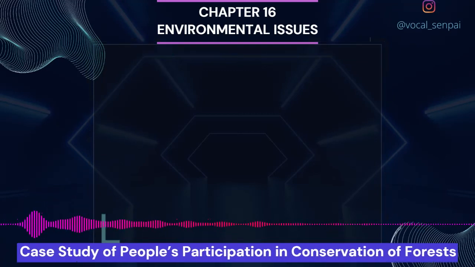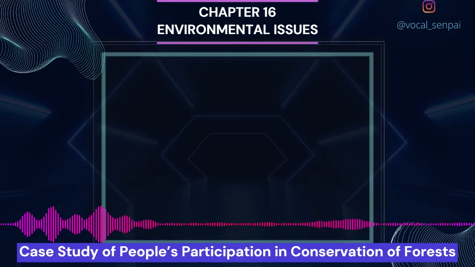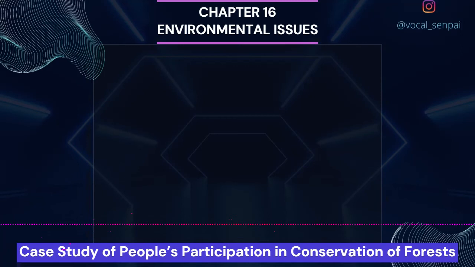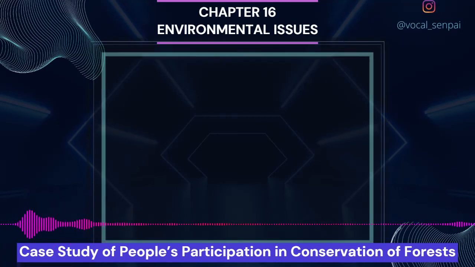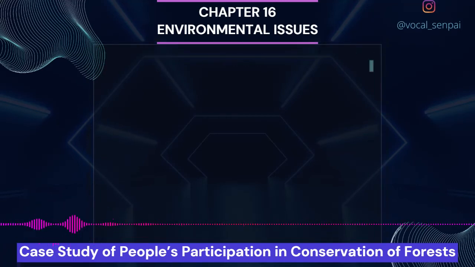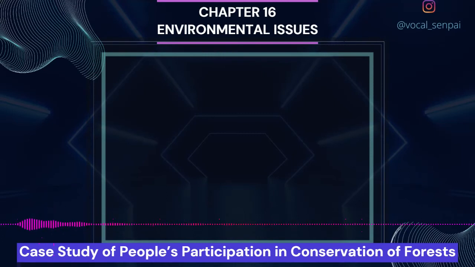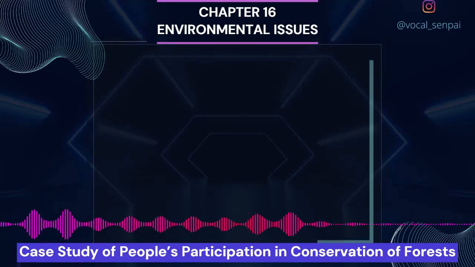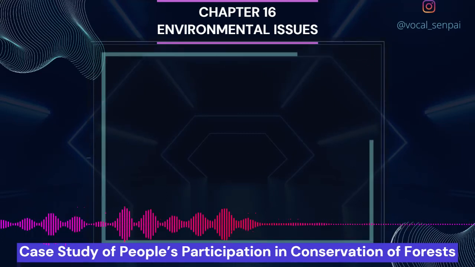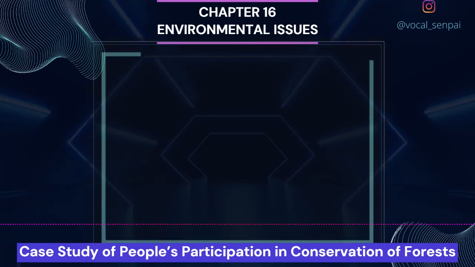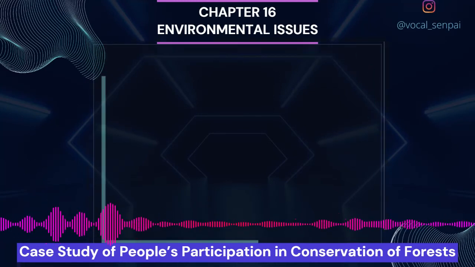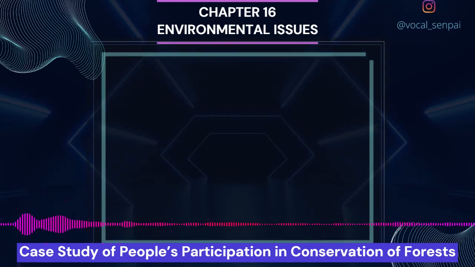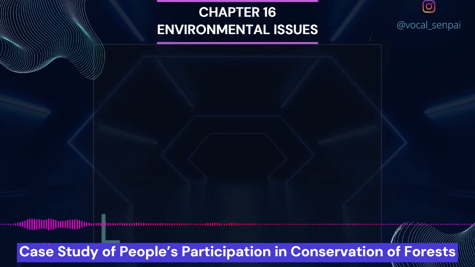Case study of people's participation in conservation of forests. People's participation has a long history in India. In 1731, the king of Jodhpur in Rajasthan asked one of his ministers to arrange wood for constructing a new palace. The minister and workers went to a forest near a village, inhabited by Bishnois, to cut down trees.